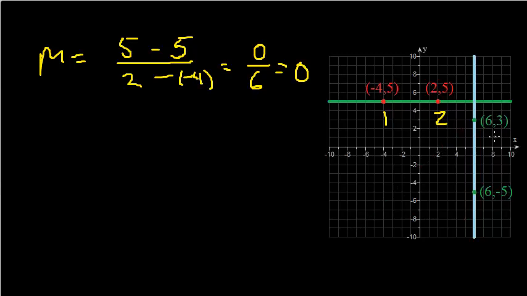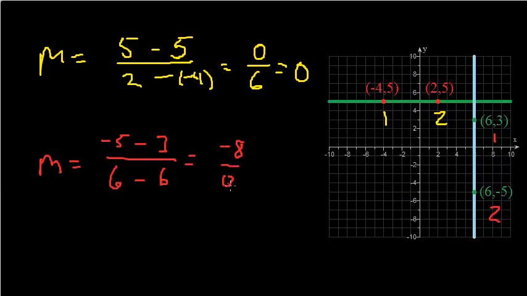Let's choose this here, our point 1 and our point 2. The slope for that then would be y2 of negative 5 minus y1 of 3 all over x2 of 6 minus x1 of 6. Negative 5 minus 3 is a negative 8. 6 minus 6 is 0. If I try to reduce this, I'm going to have a hard time, because anytime I try to divide by 0, I get something undefined.